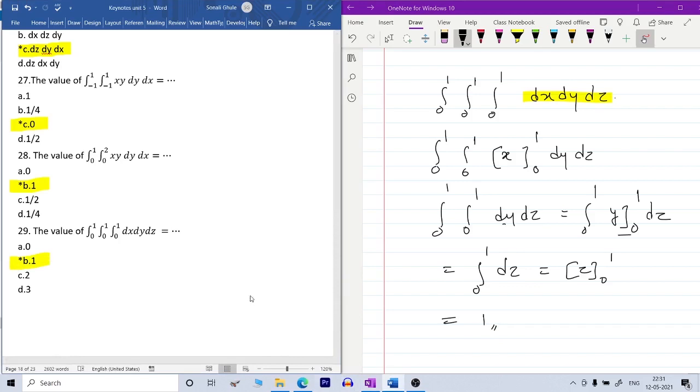So I hope you all understood how to solve the examples based on multiple integration. If you have any doubt, you can write me in chat box where you can comment me, and definitely I'll try to solve your difficulties.